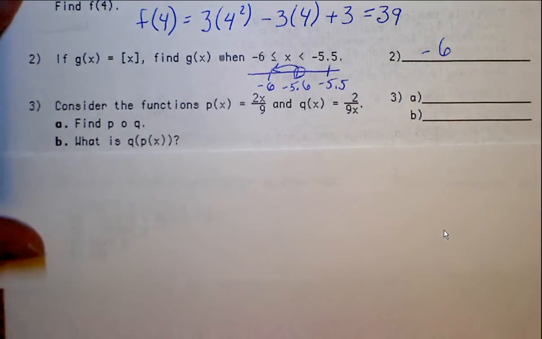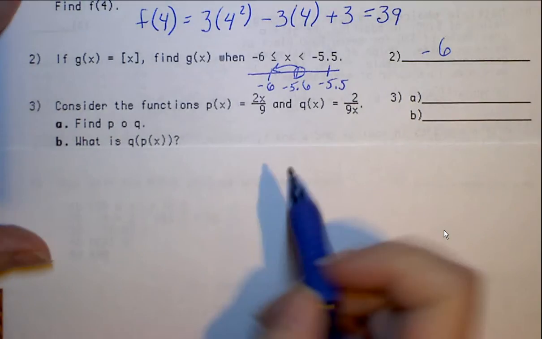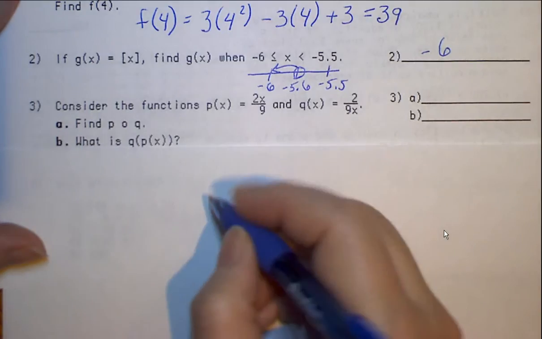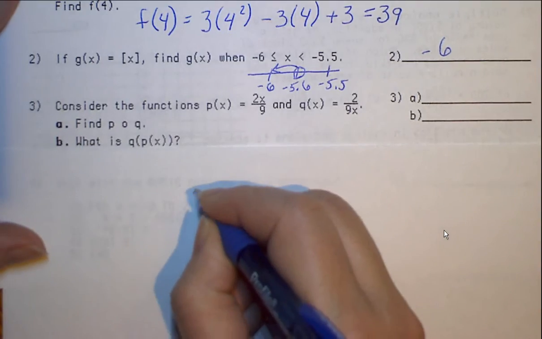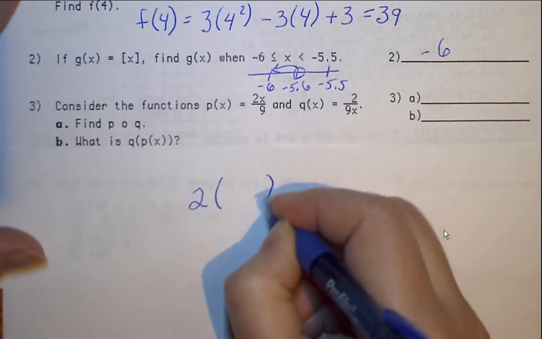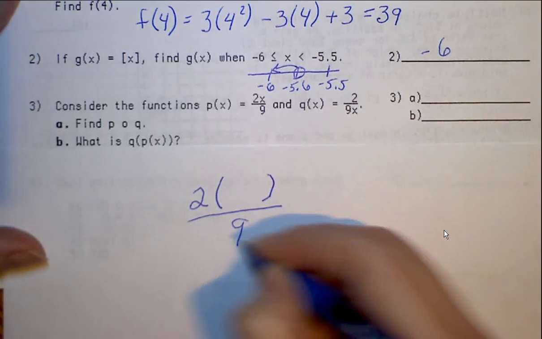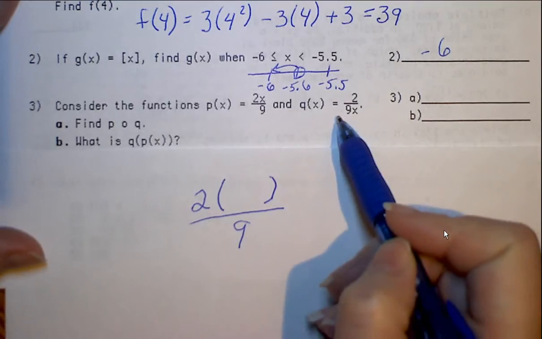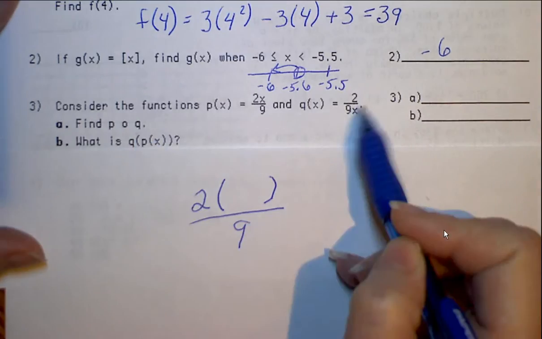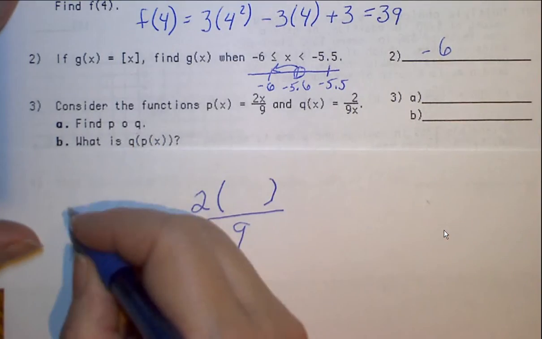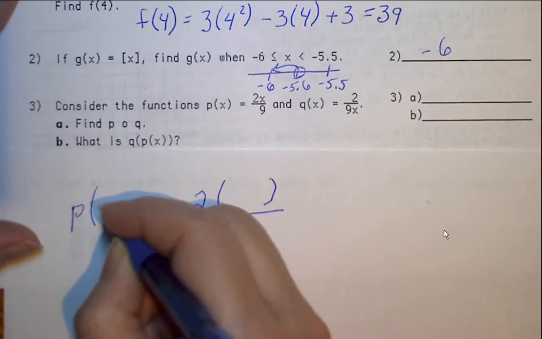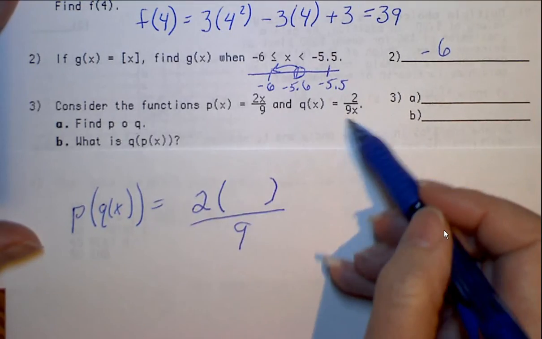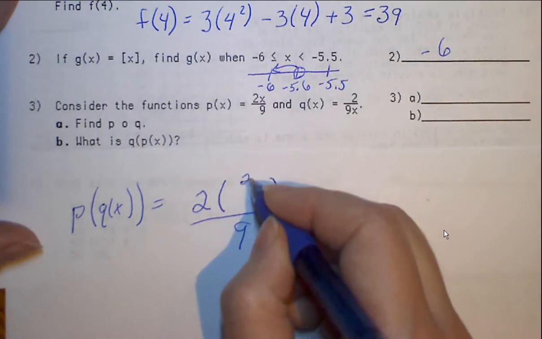Alright, so now it says consider these two functions, and they want you to find p of q. So p of q is 2x divided by 9. So what you're going to do is put in q for p, because remember that this right there is p of q of x. So you're going to put that in for it. So you're going to put 2 over 9x.